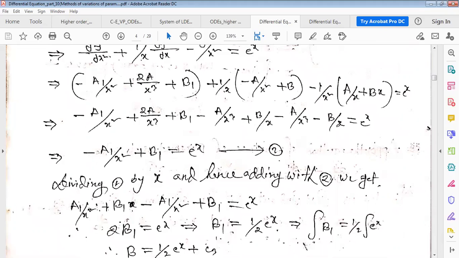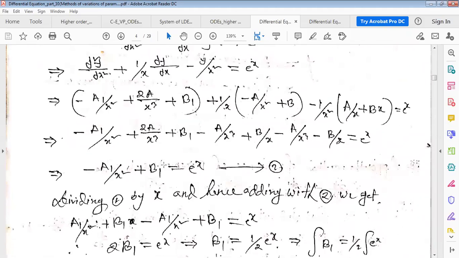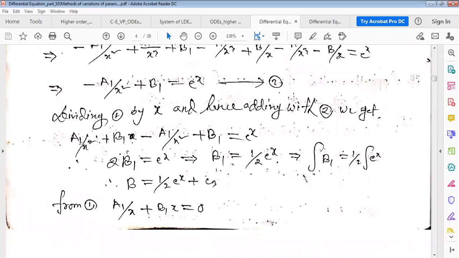Now we have to solve equations 1 and 2. Understand? Dividing equation 1 by x and then adding with 2. If we divide by x, we get only a single B1. So after adding we get A1 by x square plus B1 minus A1 by x square plus B1. A1 by x square and A1 by x square will be cancelled. So 2B1 equals e to the power x, and B1 equals half e to the power x.